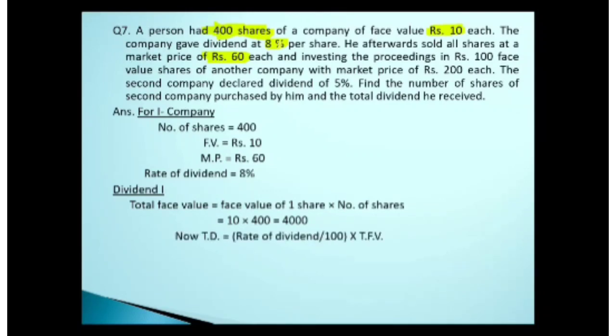After that we are going to go for the total dividend with respect to the first company, I mean the rate of dividend divided by 100 into TFV. What is the rate of dividend for the first company? It is 8. So 8 upon 100 into 4,000. Do that calculation and get the answer for the total dividend of the first company. So I am getting dividend 1. 1 indicates the dividend is from the first company, and that is coming to be rupees 320. So this is how you get the total dividend for the first company itself. We have to move ahead and see the second company after this.